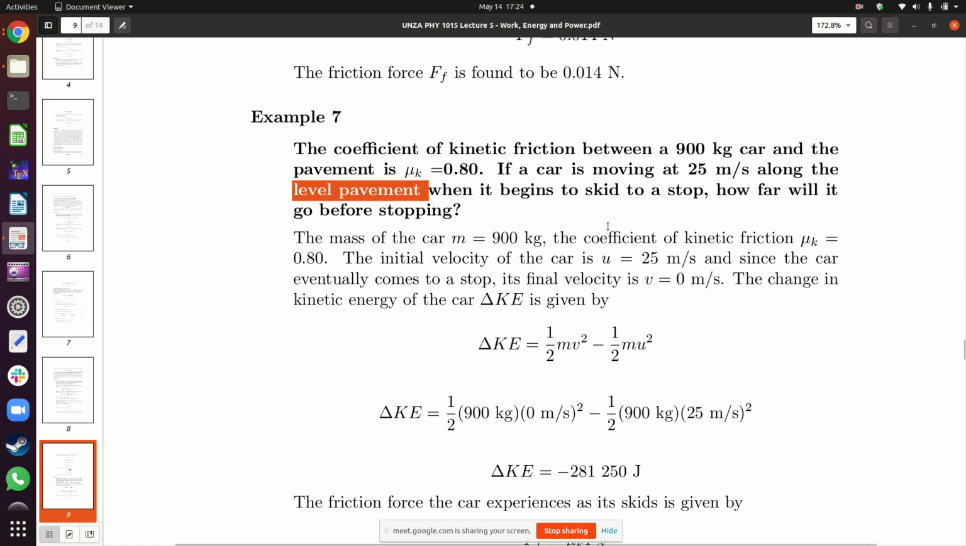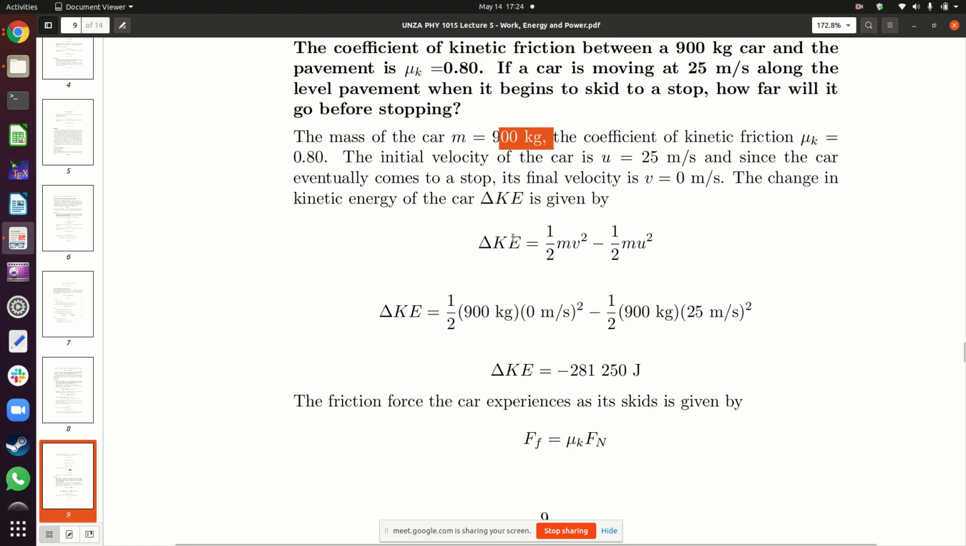So we proceed to work out how much the change in kinetic energy is going to be. The change in kinetic energy is going to be equal to half mv squared minus half mu squared. In our case, since the car skids to a stop, our v is equal to 0 meters per second. The initial velocity of the car is 25 meters per second, and we know the mass of the car is 900 kg.